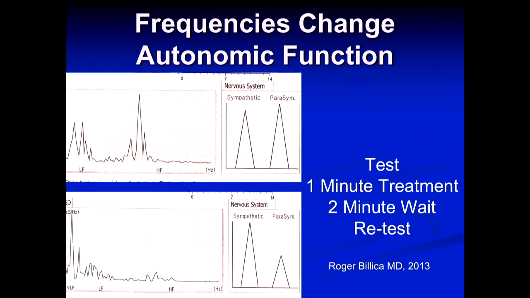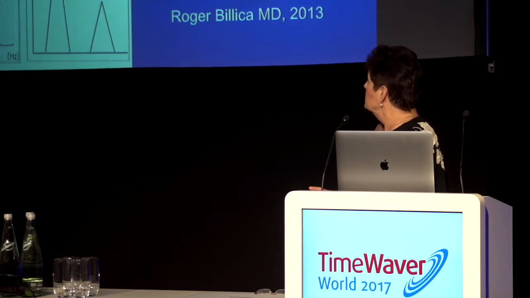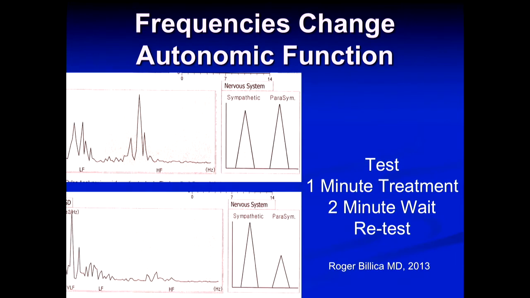He did a test after lunch. Here's the sympathetic nervous system. There's the parasympathetic. After lunch, you would expect the parasympathetic to be more active, and it was. He did a 1-minute treatment to increase the activity of the sympathetic nervous system. 1 minute. Then he had a 2-minute wait, so he wasn't testing the effect of the frequency while it was running. And then he did a retest. And the sympathetics came up, and naturally that drove the parasympathetics down.